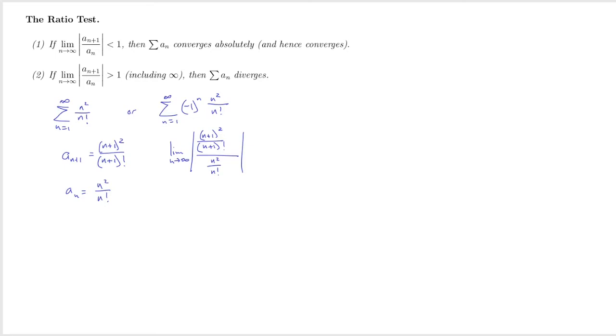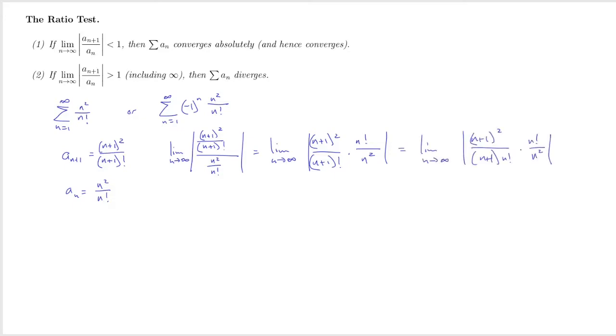Dividing by the a sub nth term, dividing by n squared over n factorial, is the same thing as multiplying by n factorial over n squared. And so usually I'll skip this step and go straight to the next one, because dividing by n squared over n factorial is, as I said, multiplying by n factorial over n squared. And this simplifies because n plus 1 factorial is n plus 1 times n factorial. And again, in the interest of going slowly over the first example, I'll actually write that out.